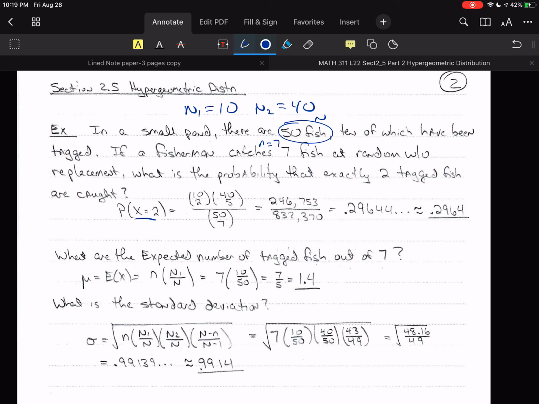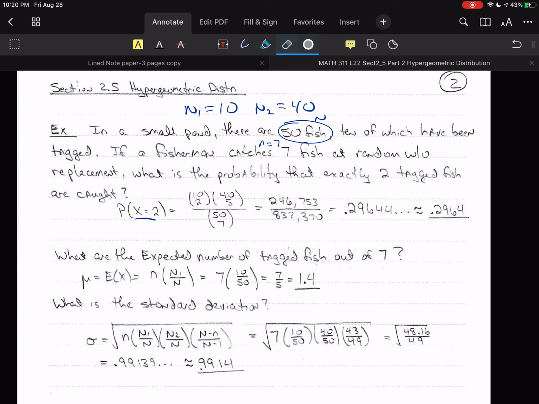So we just simply plug in N1 choose X. N1 is 10, choose 2. N2 is 40, so choose 5. Now, I didn't point this out last time, but I want to point it out this time. Notice that this number in the top and this number in the top add up to this number in the top. And this number on the bottom and this number on the bottom add up to this number on the bottom. So there's some kind of practical ways we can see if we filled this in right.